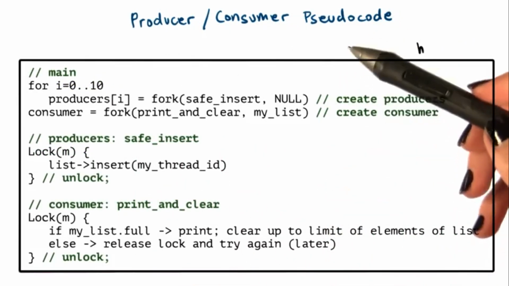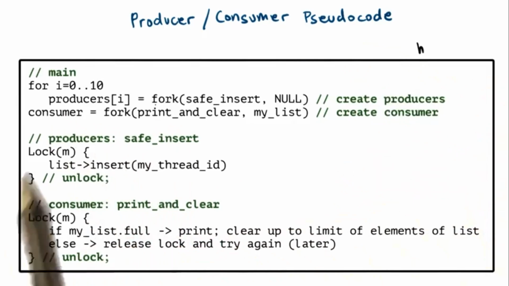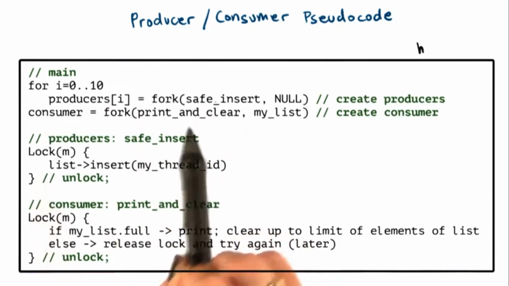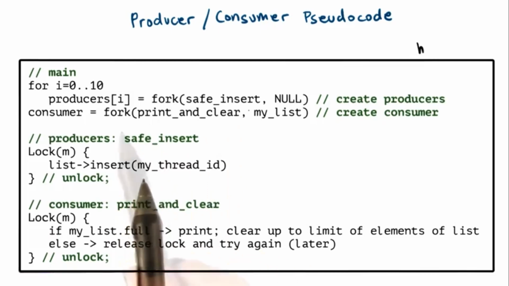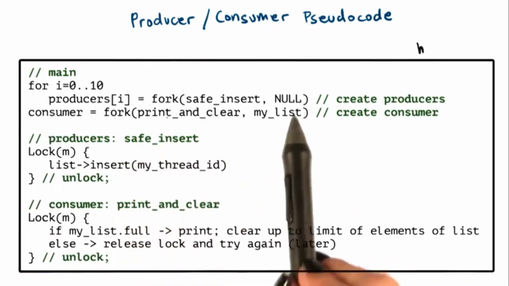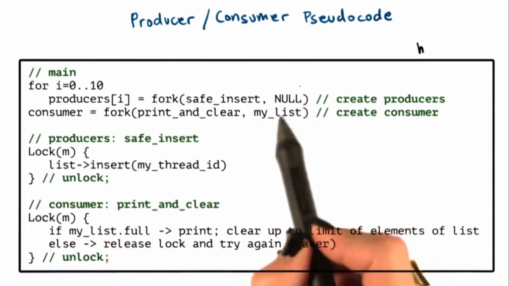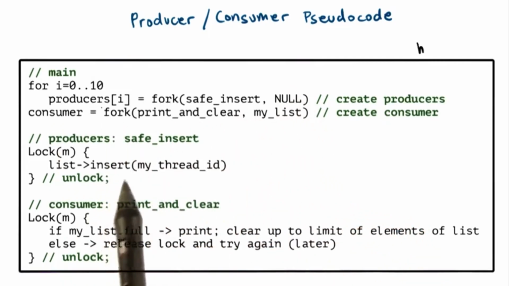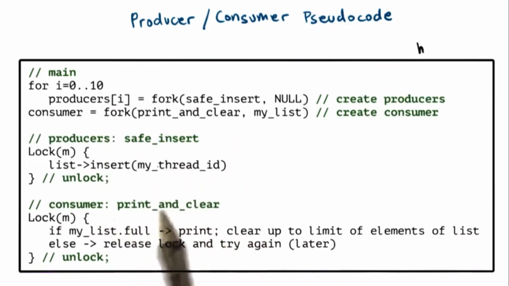Let's look at this producer-consumer pseudocode example. In the main code, we create several producer threads and then one consumer thread. All of the producer threads will perform the safe insert operation, and the consumer thread will perform an operation to print and clear the list. And this operation, as we said, needs to happen only once the list is full. For producers, the safe insert operation is slightly modified from what we saw before. Here we don't specify the argument to safe insert when the producer thread is created. Instead, every single one of the threads needs to insert an element that has the value of the thread identifier.